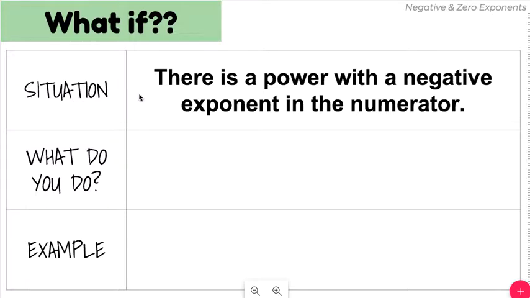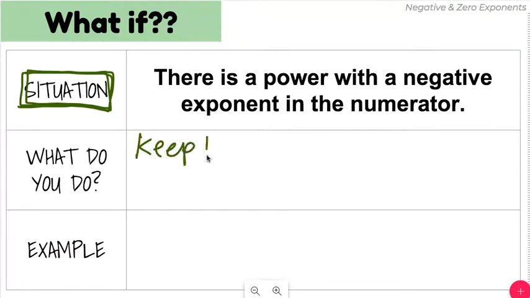Our first rule when we deal with negatives. Let's take a look at the first situation. This first situation is actually what we had on that last screen: 2 to the negative 2nd power, x to the negative 5th. There's a power with a negative exponent in the numerator. So if you have a negative exponent in the numerator, what do you do?